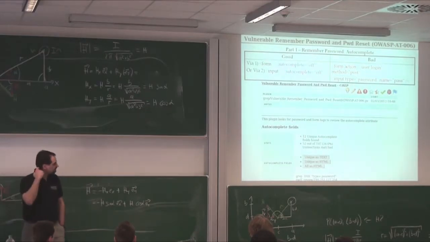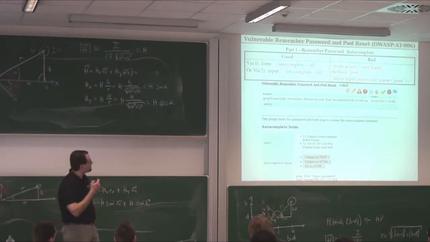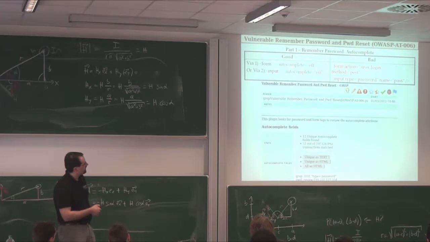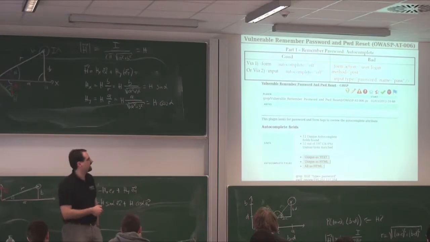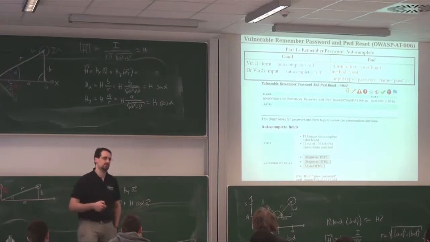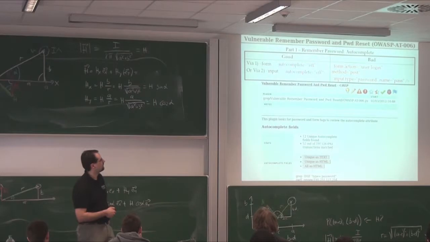Now, autocomplete can be turned off in two ways. One way is to do it at the form level. If you do it at the form level, then the application is telling the browser that all the input fields inside of this form should not be stored in the browser, right? If you turn it off at the input field, you're saying only this input field cannot be stored in the browser. So things like credit cards, passwords, and things like this should always have autocomplete set to off, in 99% of the scenarios possible.